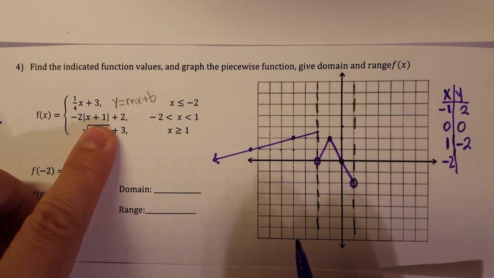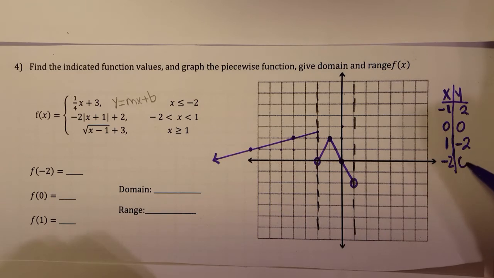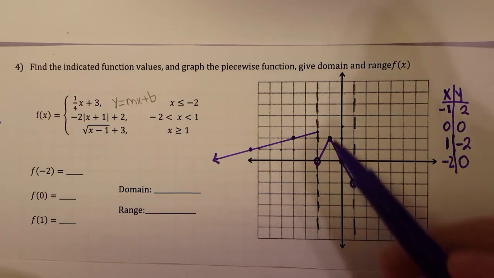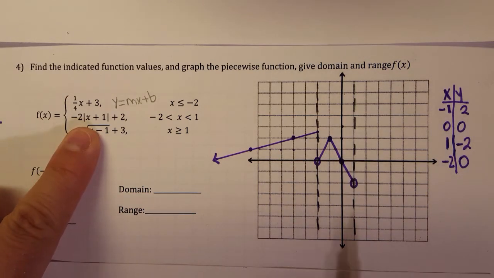-2 plus 1 is -1. Absolute value of a -1 is +1 times -2. -2 plus 2 is 0. So there we go. So that is our function, our graph for the absolute value.